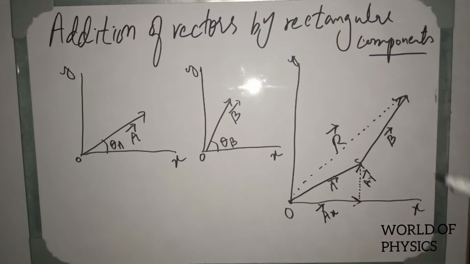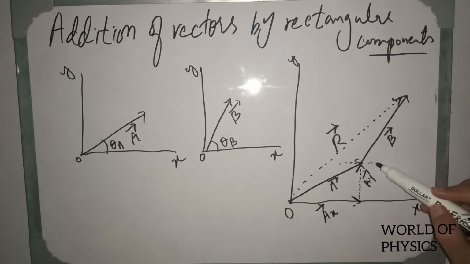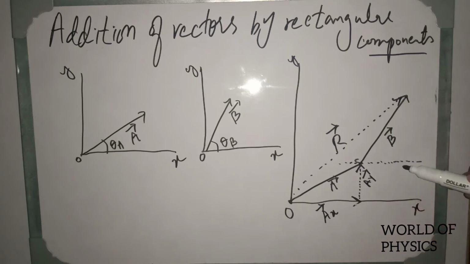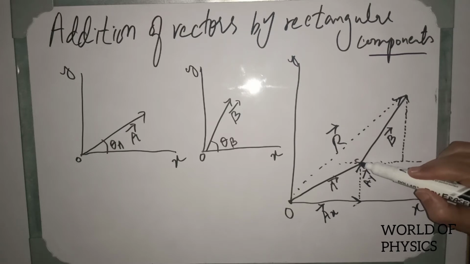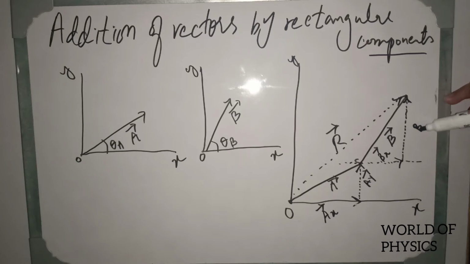Now I have to split B, but B has not this origin. B has this origin. So when we will drop a perpendicular from the head of B, that will be dropped on this point like this. In this way I have dropped a perpendicular up to this position. This vector from this point up to this point is called Bx because this is x component of B, and a vector from this point up to this point is called By because this is y component of B.